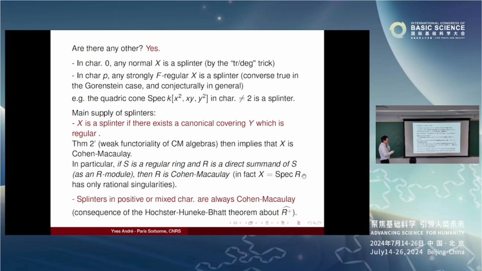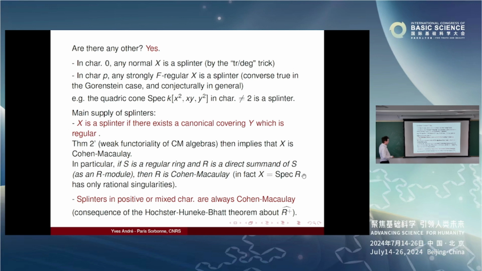In that case, by the weak functoriality of Cohen-Macaulay algebras, X is always Cohen-Macaulay. And in particular, one finds that if S is a regular ring, and the smaller ring R is a direct summand of S as an R-module, then it's Cohen-Macaulay. And in fact, it has only rational singularities. So this is a generalization in mixed characteristic or characteristic p of a statement which is very well known and due to Boutot, I think, and Hochster in characteristic 0, which dates from the 70s and the 80s.